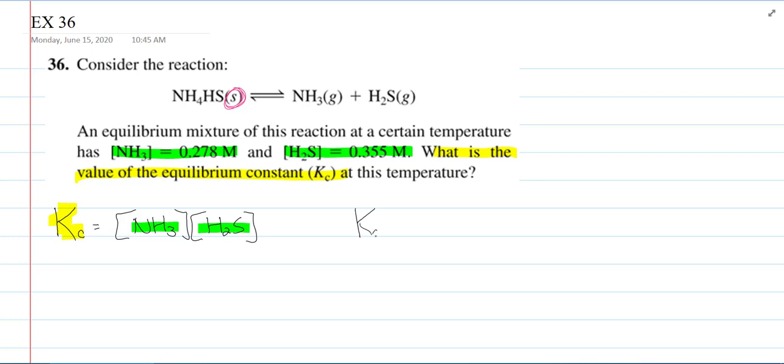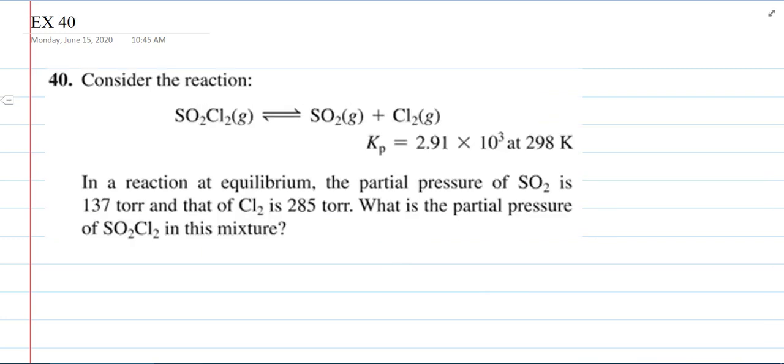So Kc would be equal to just multiplying these two numbers: ammonia was 0.278 molar and hydrogen sulfide 0.355 molar. So Kc happens to be 0.0987. And that's it for 36. We just found Kc because the key word that we didn't highlight is an equilibrium mixture. So we're already at equilibrium at that temperature. So that's 36. 40.